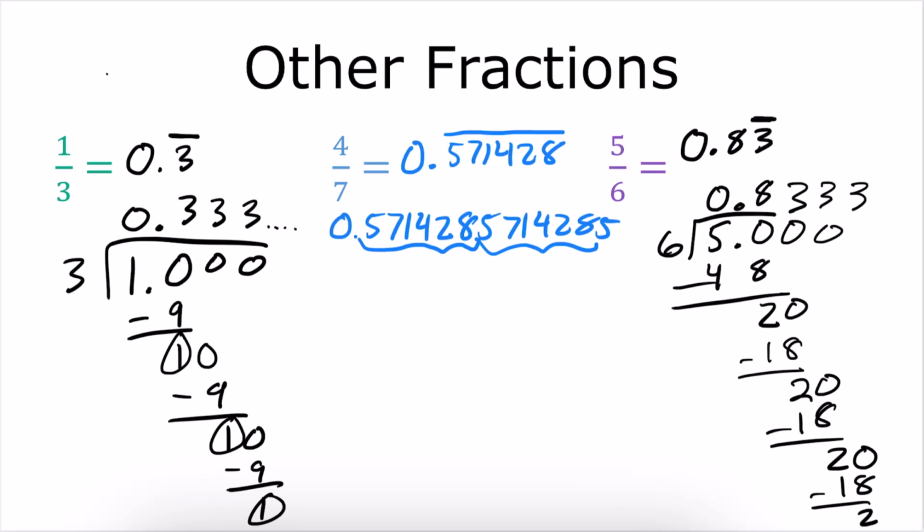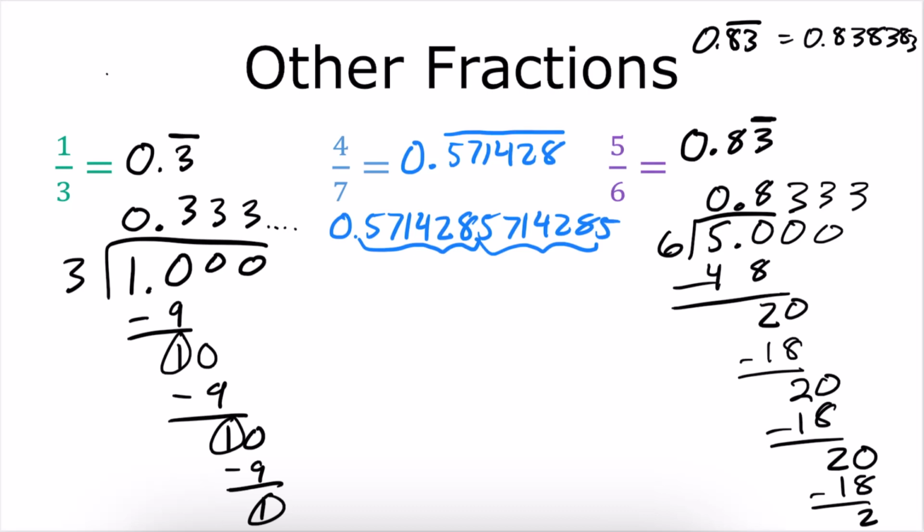Because if you put the bar over the 8, like if you had 0.83 like this, what that would mean is you have 0.838383. So pay attention to what the bar is over, because that tells you what part of the decimal is repeating.